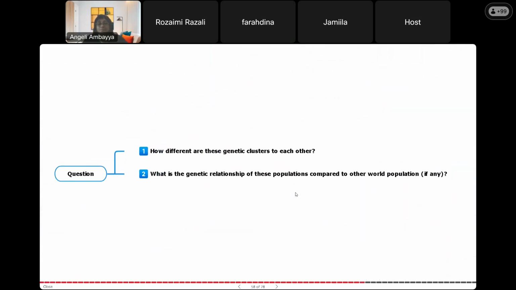So we ask the questions, how different are these genetic clusters, the 6 genetic clusters of the QATAR genome project, from each other? That's number one. And number two, what is the genetic relationship between the QGP genetic ancestry and other world populations? How much genetic contribution does this QGP ancestry provide to the world population, and how many percent of the genomes of modern Arabs are influenced by other world populations?